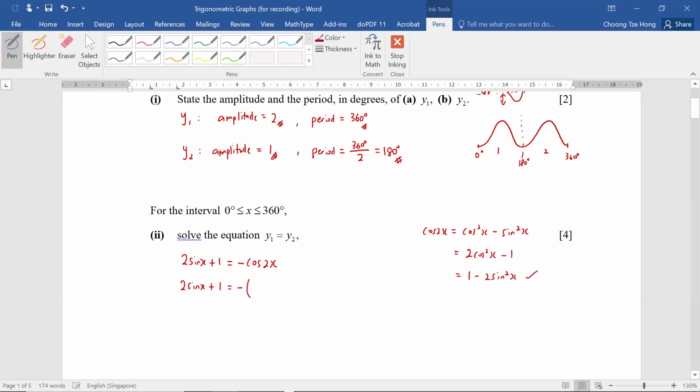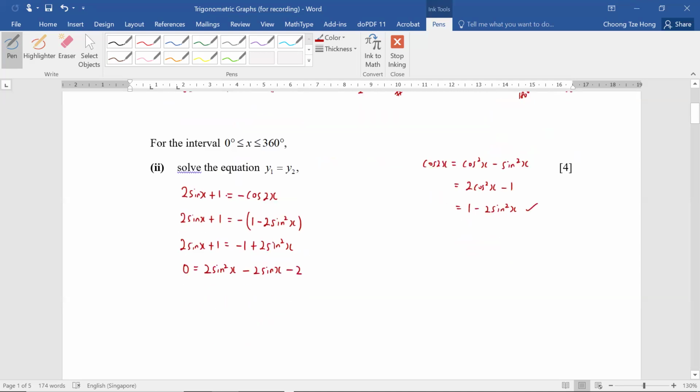So let's do it. Don't forget to put a bracket. Minus cosine 2x. So this whole thing is cosine 2x, so we must put it inside the bracket. So we'll get this. Let's open the bracket. We'll get negative 1 plus 2 sine square x. Right, so we're going to bring everything to one side. If I bring everything to the right side, it's going to get 2 sine square x minus 2 sine x minus 2.